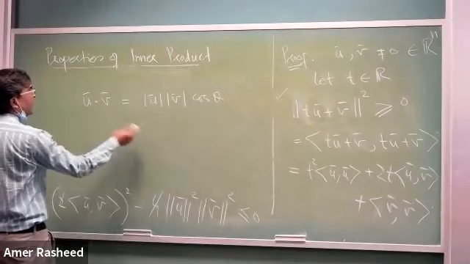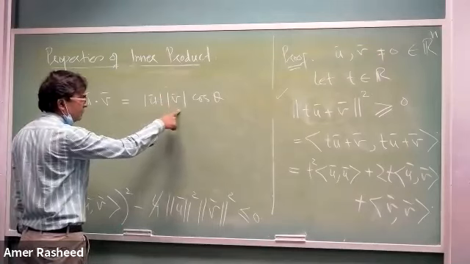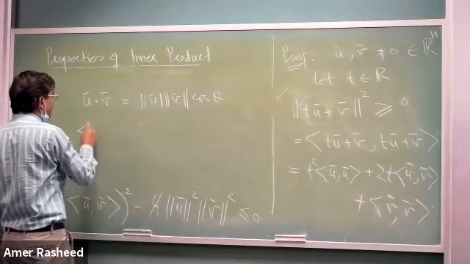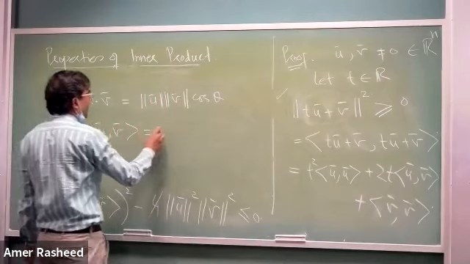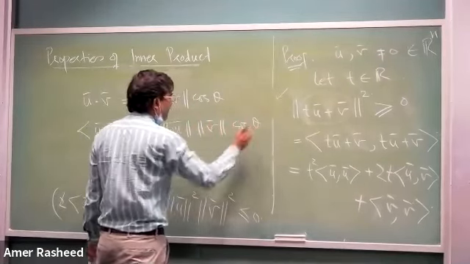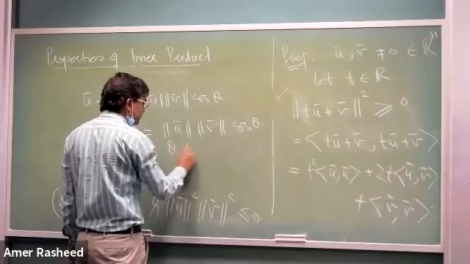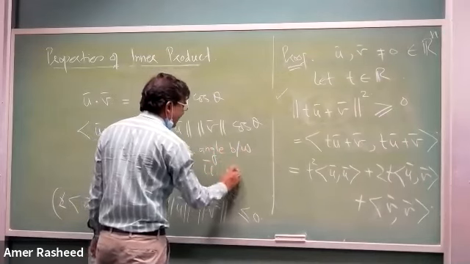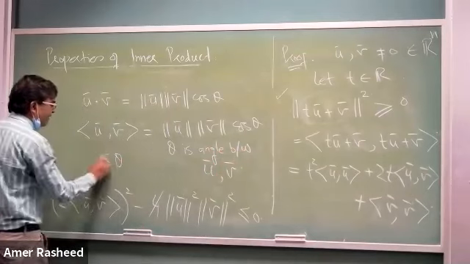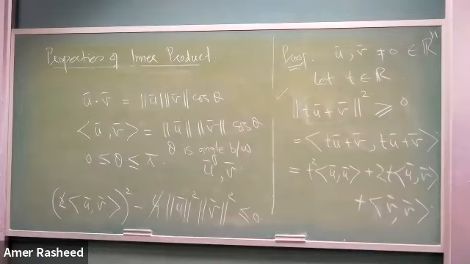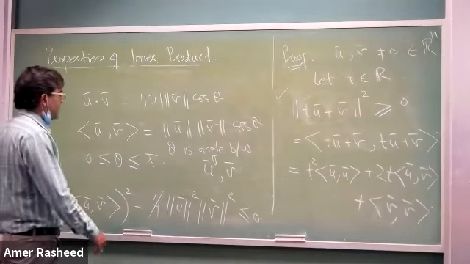If we generalize this, what were mods earlier now become norms. So u dot v, or the inner product of u and v, is nothing but norm u, norm v, cosine of theta, where theta is the angle between u and v. And remember that theta is always between 0 and pi.